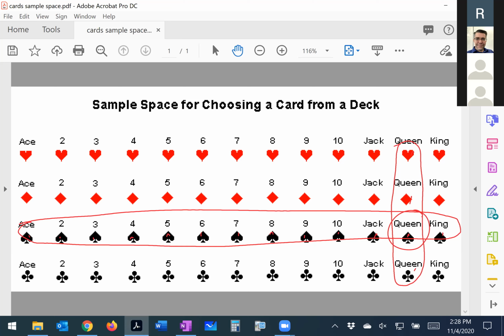So we found if we added up the number of queens, we'd get 4. If we added up the number of spades, we get 13. And we'd have to subtract off the 1 that was the overlap. And that's exactly what we're doing with the probability.